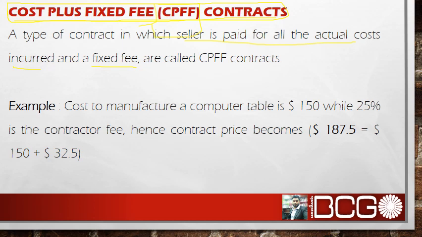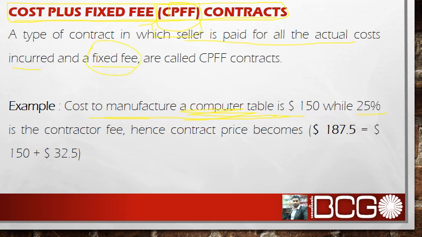An example is, let me say, if I ask a vendor to manufacture a computer table for me, so please do memorize that I am opting for the cost plus fixed fee contract. As per this type of contract, I will be paying all the actual costs incurred by the vendor to manufacture the computer table plus 25% as the fixed fee.